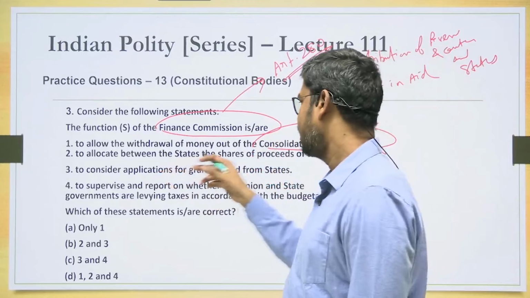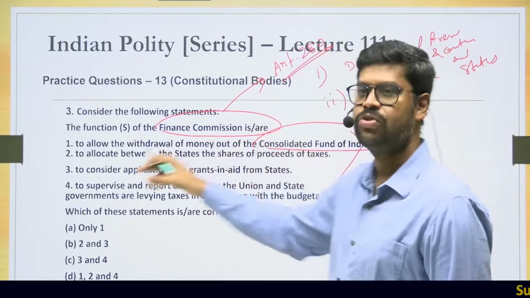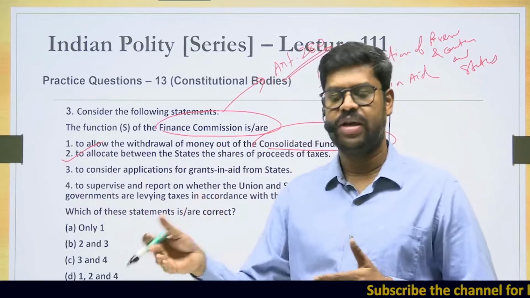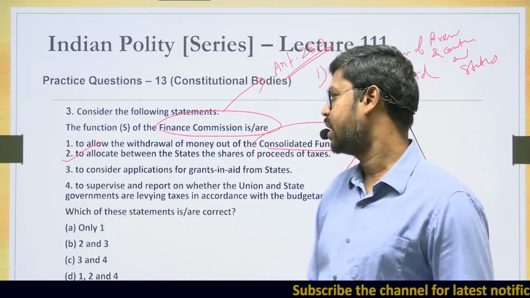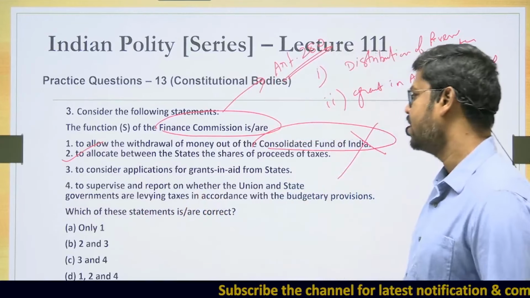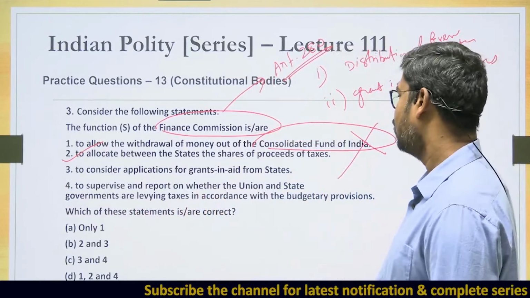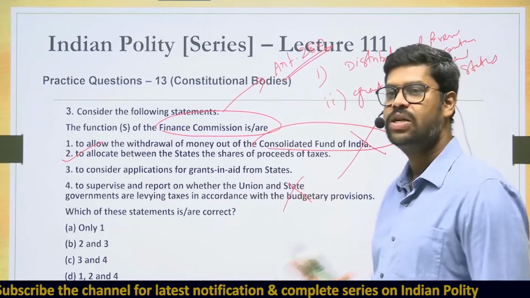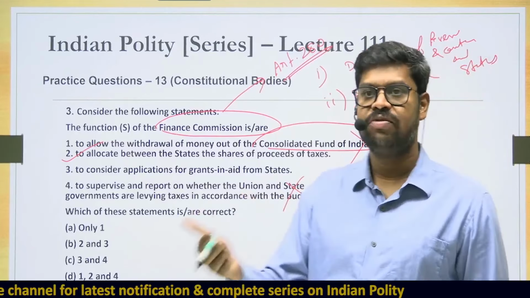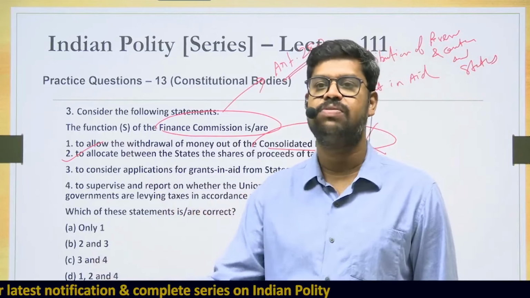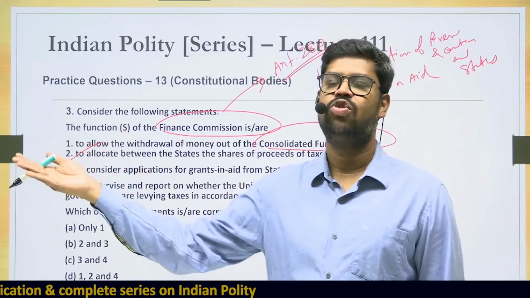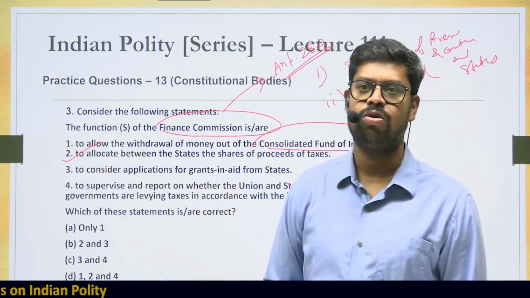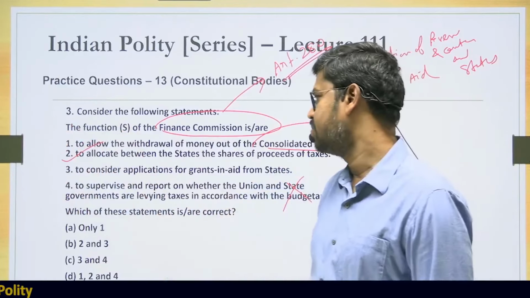To allocate between the center and the states shares of their proceeds. Yes, whatever tax is collected by the center, a certain amount of taxes has to be shared with the state. So, therefore, this is a correct answer. To supervise and to report on whether the union and the state governments are levying taxes in accordance with the budgetary provisions. It is not the role of the Finance Commission of India to see whether the taxes are levied as per the law. This is to be done by the respective bodies like the Parliament. The Parliament may question the executives with regard to all those things. So, it is not for the Finance Commission to do that.